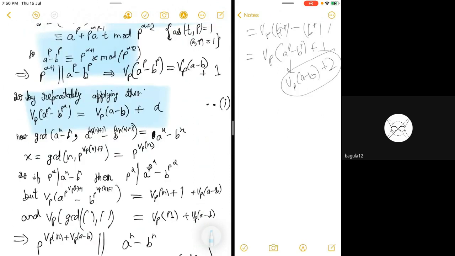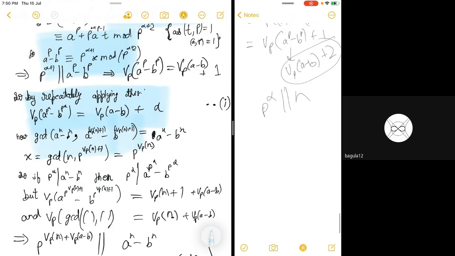So now notice the GCD of A to the n minus B to the n. Suppose P to the alpha exactly divides n. Then the GCD of A to the n minus B to the n and A to the P to the alpha plus 1 minus B to the P to the alpha plus 1 will be equal to A to the GCD of n and this minus B to the GCD of n and that, which is equal to A to the P to the alpha minus B to the P to the alpha. Here we have used the GCD lemma.